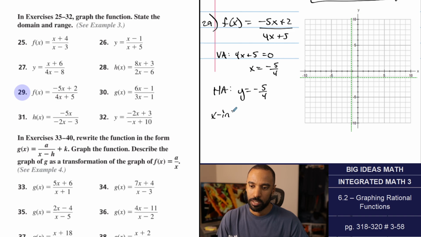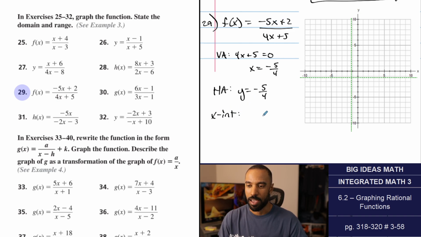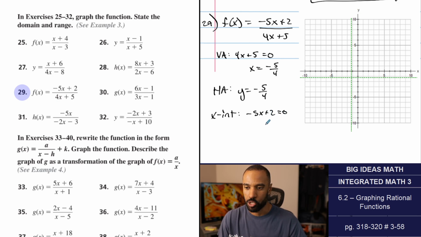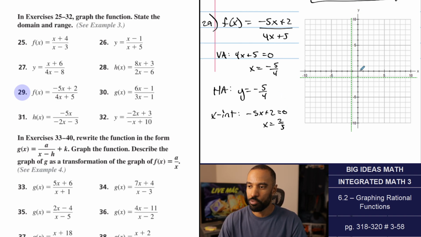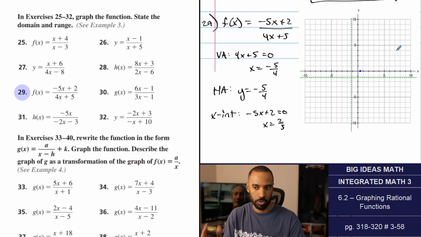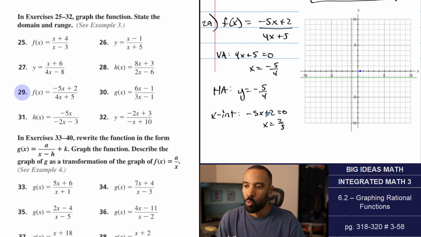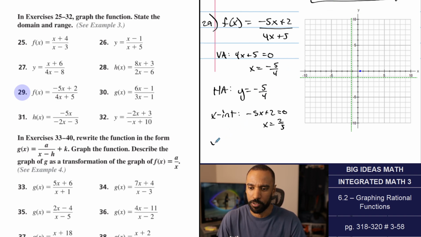X-intercept, we set negative 5x plus 2 equal to 0. Subtract 2 and divide by negative 5, you get x equals 2/5. So there's our x-intercept. So at 2/5 comma 0, 0.4, like that, is a point. Oh, there's nothing here that's going to be fun with what we do. Unless 2/5 is a certain, no. Y-intercept is also 2/5. Okay, so there's symmetry for sure. It's just not one for which we can do a lot with.